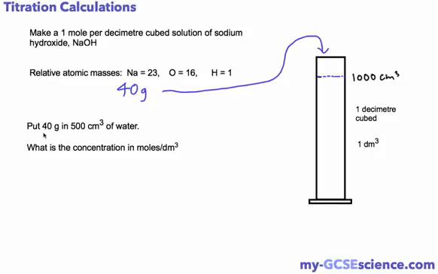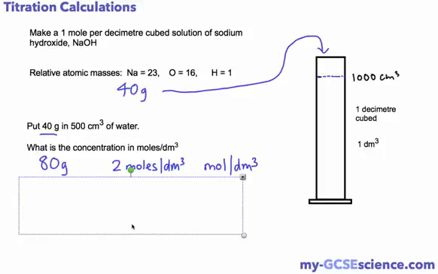Well, we know that 1 mole equates to 40 grams, so we've got 40 grams in 500. How many grams would we have in 1000? That's simply double that, so it's 80 grams. But we know that this 40 grams relates to 1 mole, so 80 grams must relate to 2 moles. So the answer here would be 2 moles per decimeter cubed. You might see this sometimes just written as moles without the E and the S on it. Okay, same thing, don't get confused by that.